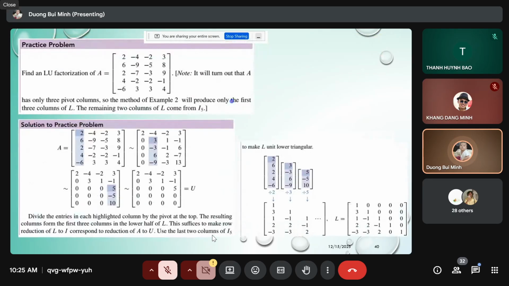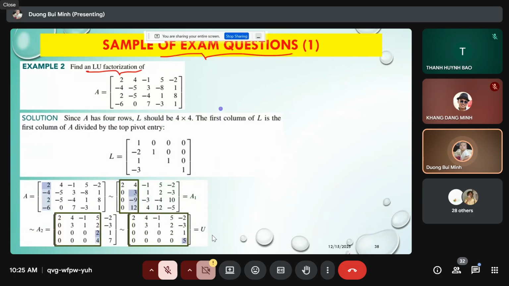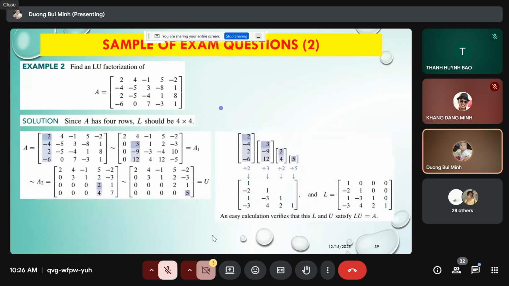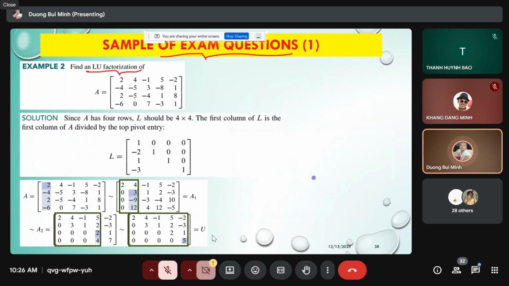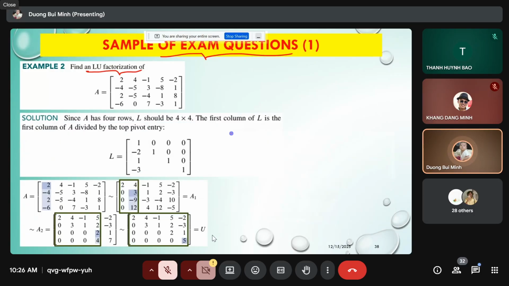Oh, this one we have another. Maybe we skip this one, because A is not a square matrix. So we have another method to get L and U, because A is not a square matrix. Anyway, I will explain it to you. From A we have 4 rows, but here we have 5 columns. So A is not a square matrix, and we can apply another method.